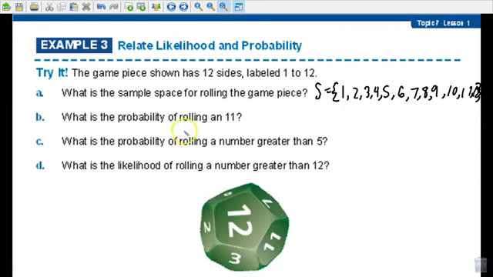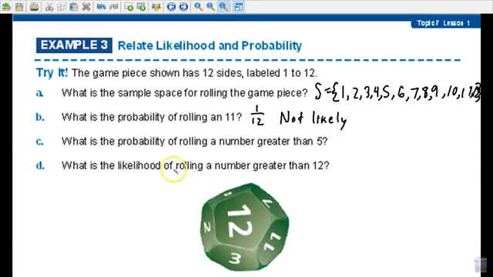Hopefully you're good. So let's look at this together. What is the probability of rolling an 11? Well, there's only one 11 out of 12. So it'd be 1 over 12. And to me, that is not impossible, but it is not likely.